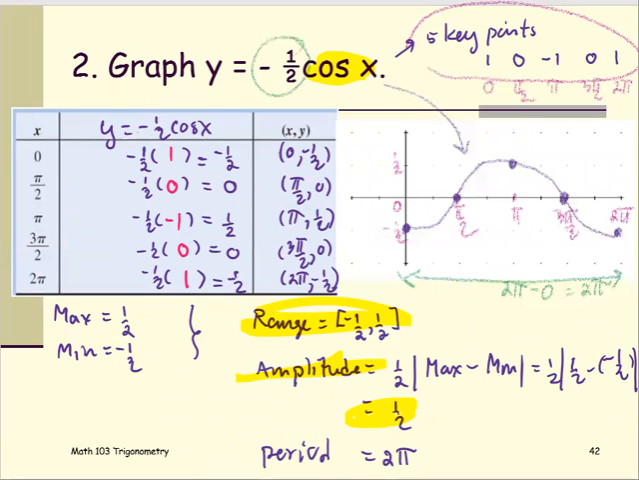For this one, a equals negative 1/2. So the range is going to be from negative absolute value of a to positive absolute value of a. And the amplitude is the absolute value of a, which is the absolute value of negative 1/2, that returns positive 1/2. For these two graphs, as we see, a is less than 0.